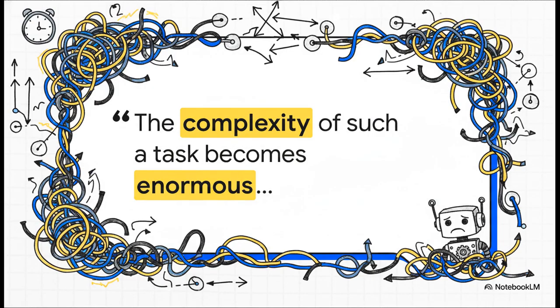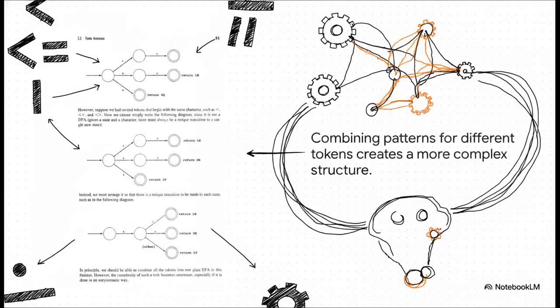And if you just try to jam everything together without a smart strategy, well, as our source material says, the complexity of such a task becomes enormous. You just end up with a big, inefficient tangle. And this diagram really shows you what that tangle looks like. Here, we're trying to build a machine that can tell the difference between similar patterns, like the less than symbol versus the less than or equal to symbol.